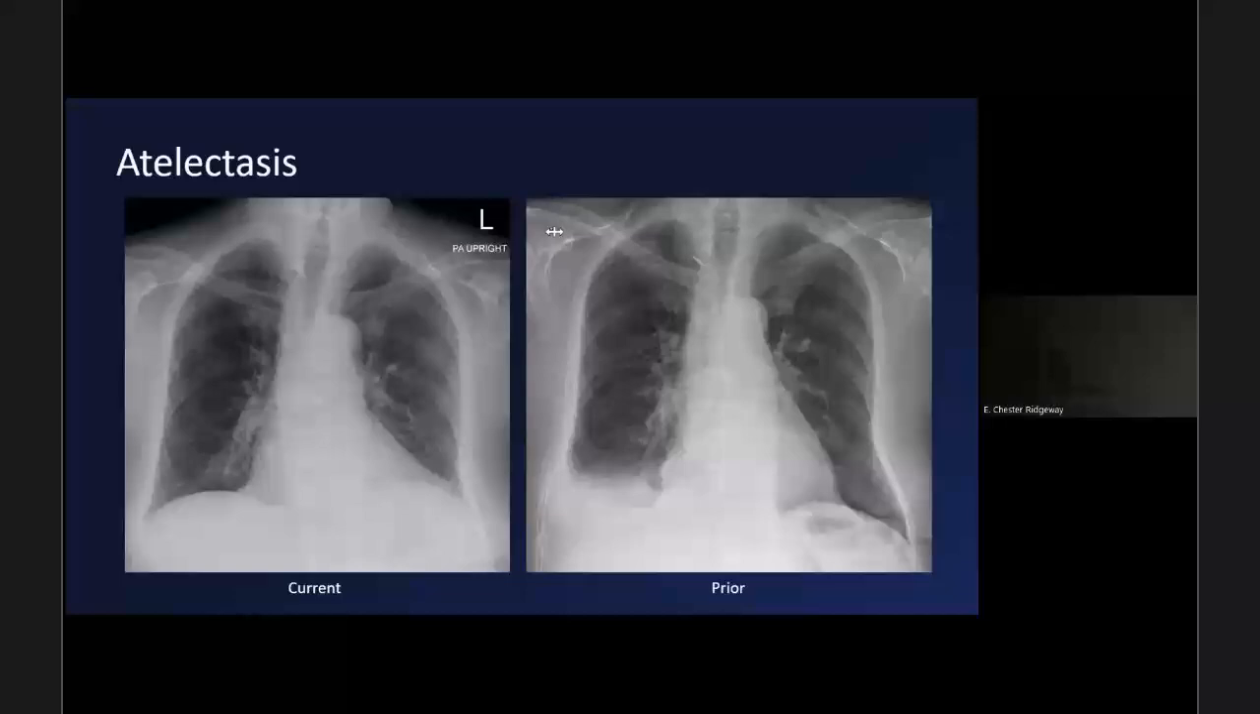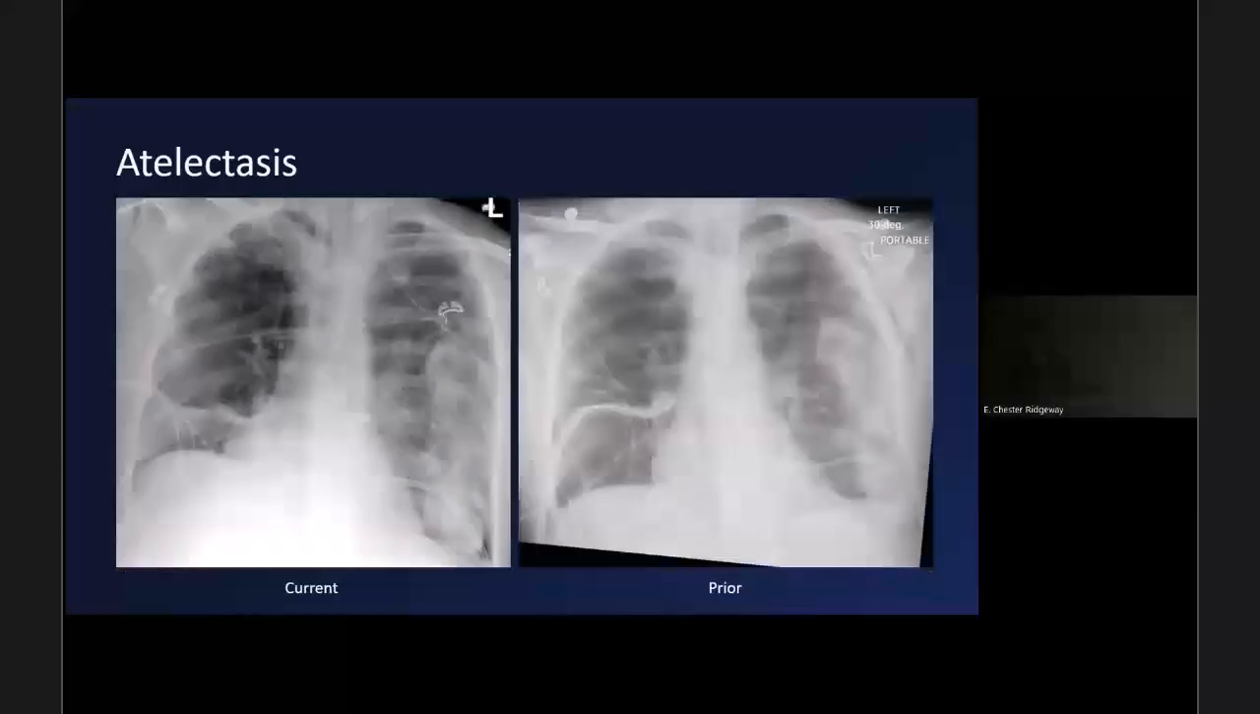So on this patient, they have mild left basilar atelectasis. And I know that because the left hemidiaphragm is pulled up just a touch from where it was on the prior study, which again is on the right side of your screen. So here's that diaphragm that's elevated just a touch compared to where it was on the prior. And if you're not sure, compare it to the other side. We love comparing sides in radiology. It's like our cheat code.